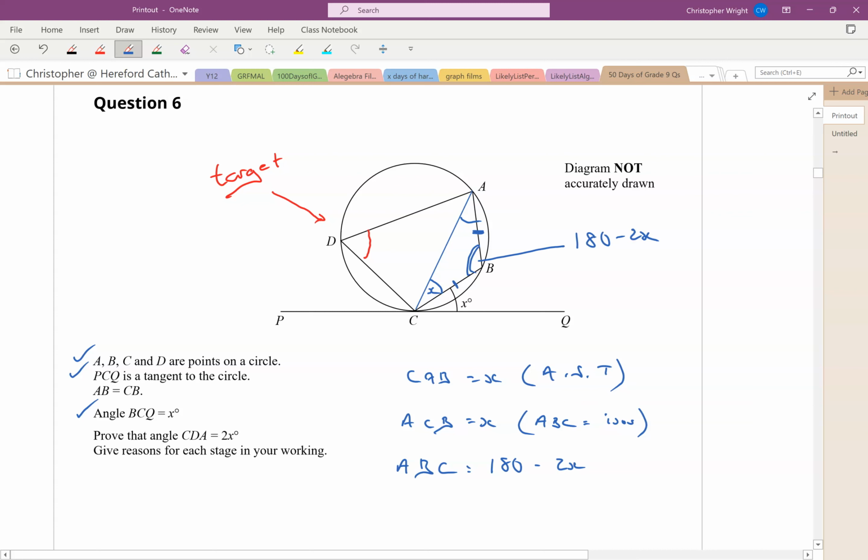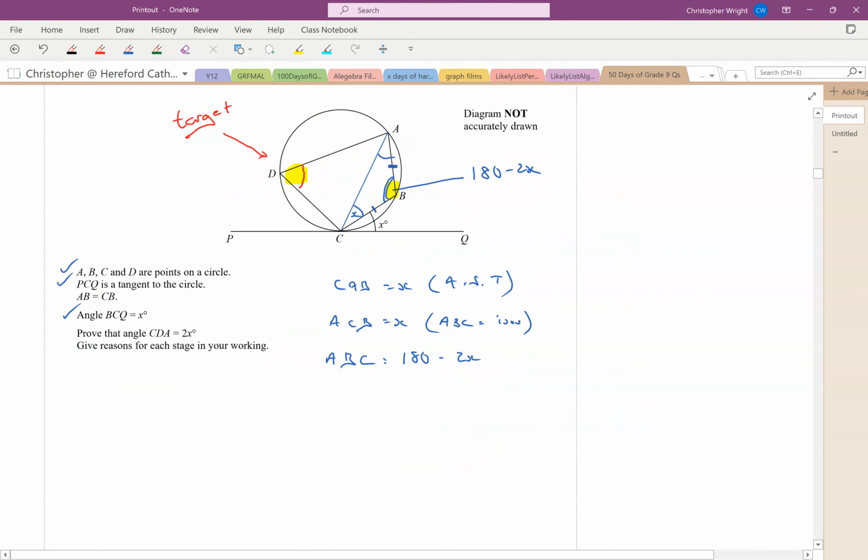Oh, now just a minute. You know how opposite angles in a cyclic quadrilateral have to add to 180? That means that this angle and this angle must add to 180. So ABC plus CDA have to equal 180. Opposite angles in a cyclic quadrilateral.